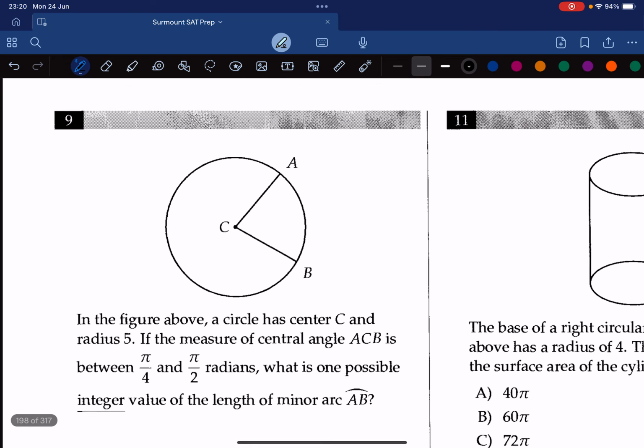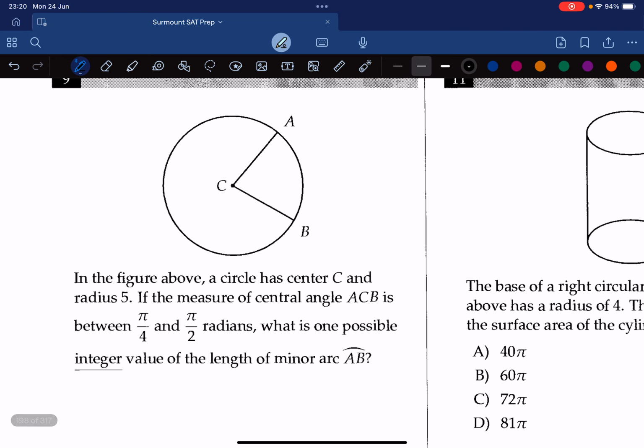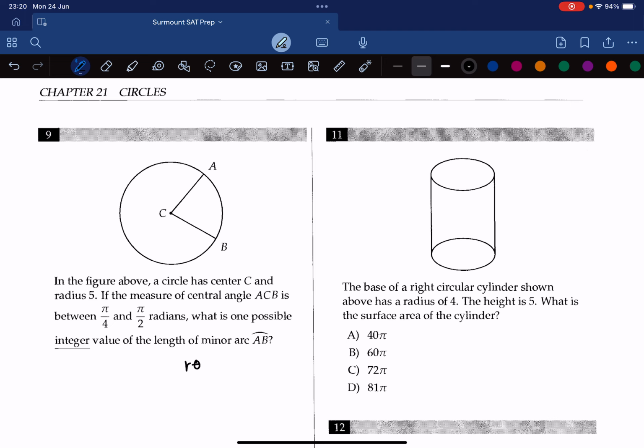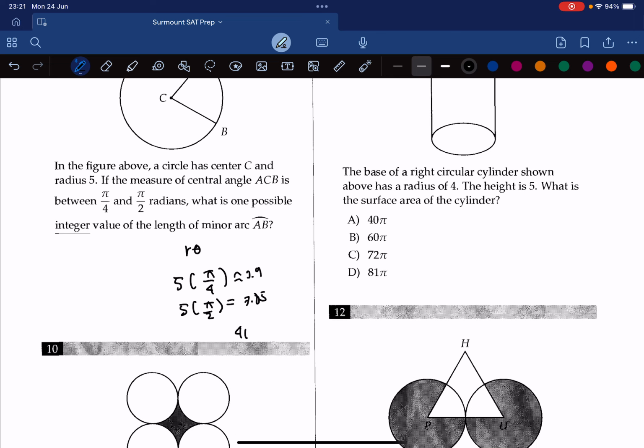Okay, question 9, in the figure above, a circle has center C and radius of 5. If the measure of center angle ACB is between pi over 4 and pi over 2 radians, what is one possible integer value of the length of minor arc AB? So the arc length can be determined by r theta, right? Where theta is the measure of the center angle expressed in radians. Thus, this arc must be greater than 5 times pi over 4, which is roughly 3.9, and less than 5 times pi over 2, which is about 7.85. So we can choose any number between 4 to 7.